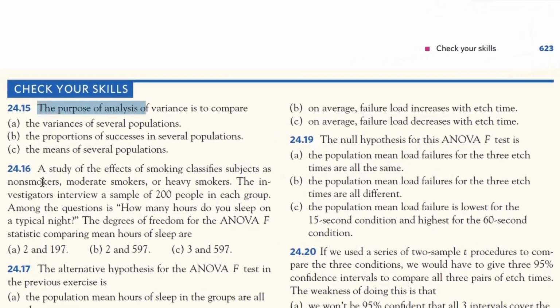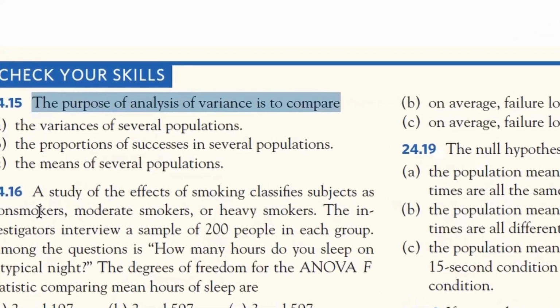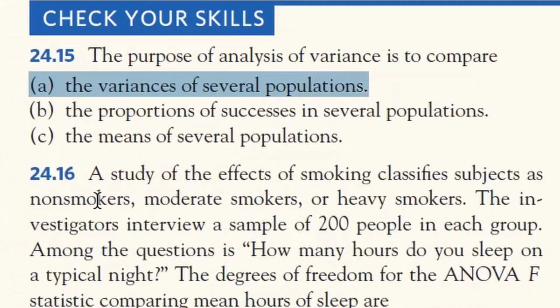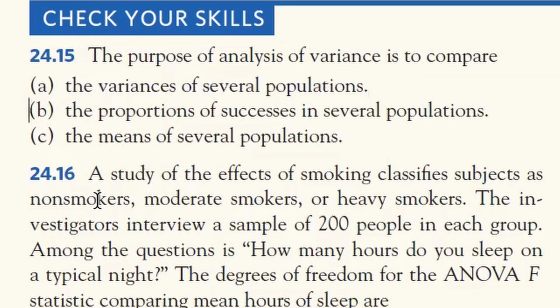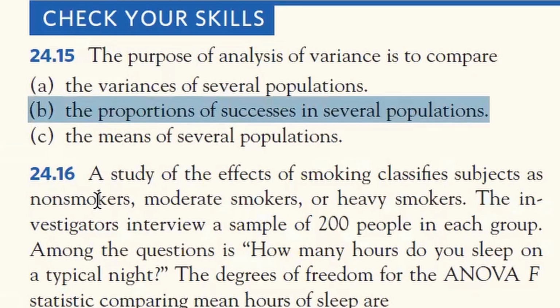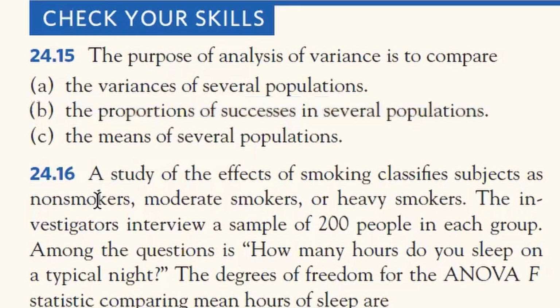The purpose of analysis of variance is to compare the variances of several populations. It is analysis of variance. That could be possible. Let's see what else it says. B, the proportions of successes in several populations. Well, success is great. How about the means of several populations? Oh, yeah, that's kind of like the t-test where we're comparing means, but we had more than 2 groups. Yeah, that sounds right, doesn't it?